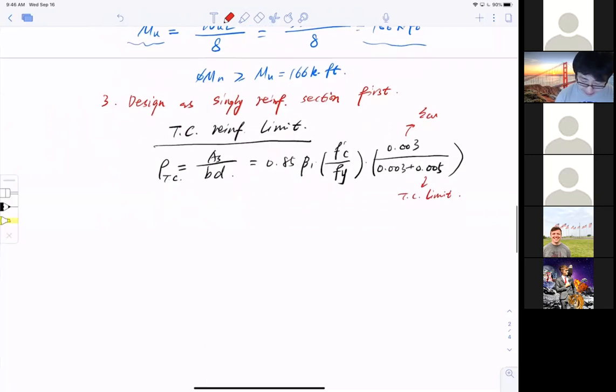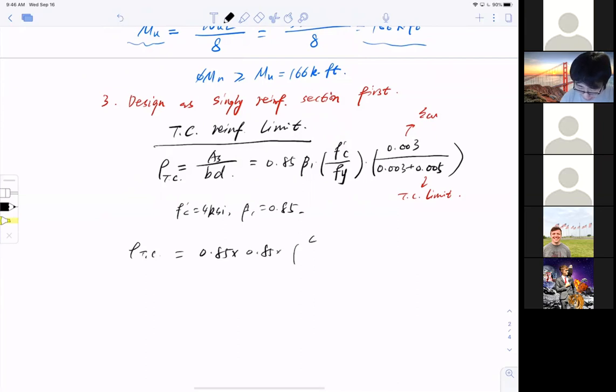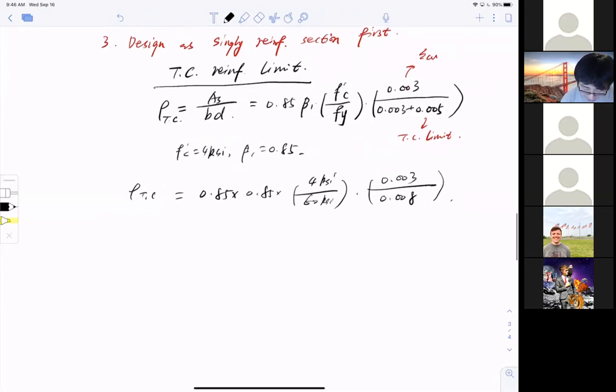Okay, so now let's bring the numbers in. First of all, it's 4 ksi concrete, so f'c equals 4 ksi, and beta 1 equals 0.85. So rho tension-controlled equals 0.85 multiplied by 0.85 multiplied by 4 ksi concrete over yield strength of 60 ksi. And then on top is 0.003, over 0.003 plus 0.005. And I got this number to be roughly 0.018.